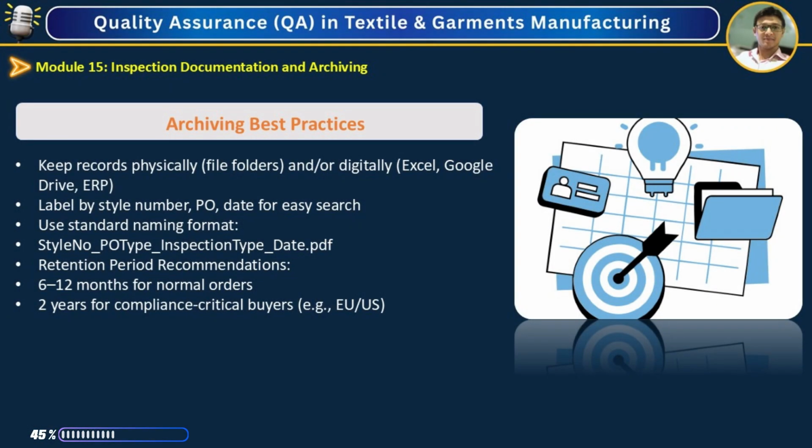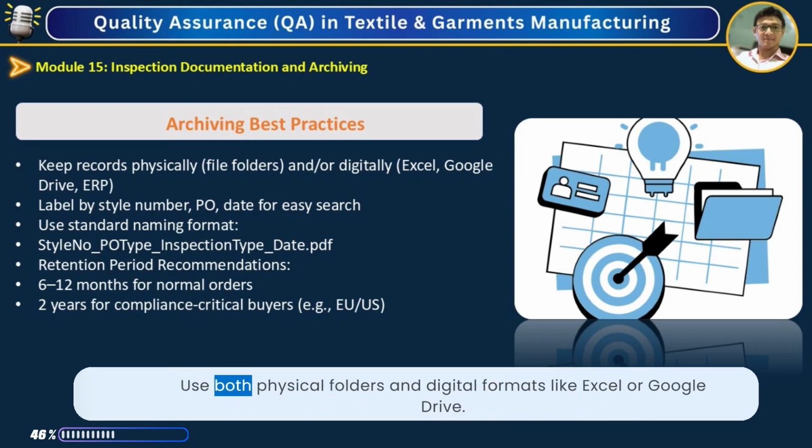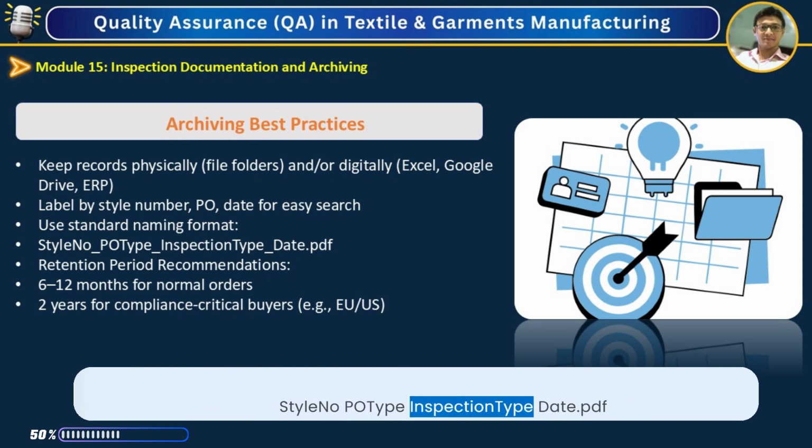Archiving best practices. Archiving is just as important as creating the report. Use both physical folders and digital formats like Excel or Google Drive. Always label documents clearly by style number, PO, and date. Use a standard naming format like StyleNo, PO, type, inspection type, date.pdf.